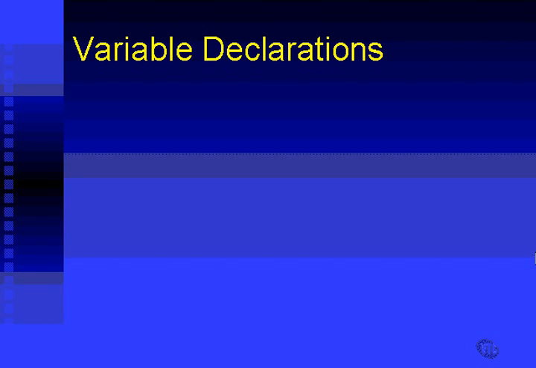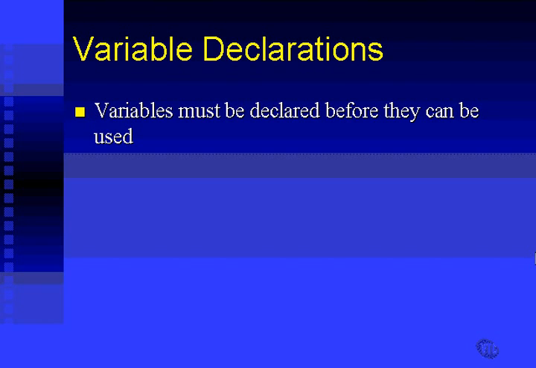Let's summarize what we know about variable declarations. Variables must be declared before they can be used. We've already seen that. We remember that we tried to compile the Hello World program before we had put the line at the top of the program saying int age, and it just didn't compile. So that rule is pretty obvious, and the compiler will pick you up if you don't do it.